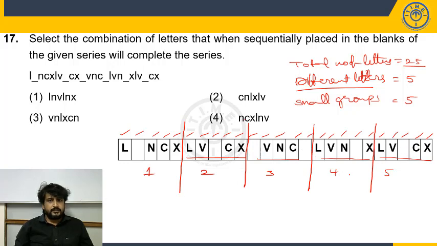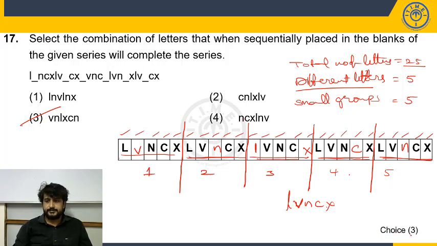Let's see the third one. What is the third one? V, N, L, X, C, N. Let's check. LVNCX, LVNCX, following the trend. LVNCX, following the trend. LVNCX, following the trend. So what is the trend that is followed? LVNCX. So by substituting choice 3, it is following the proper trend. Choice 3 is our answer.